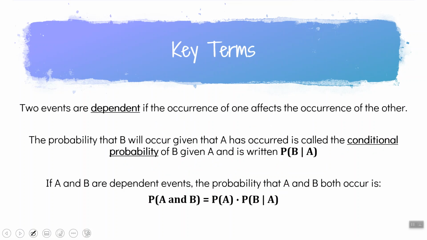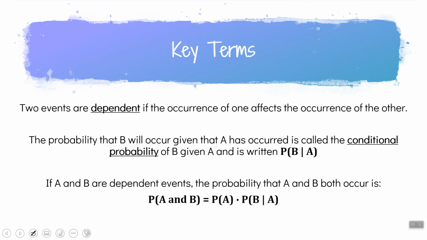So two events, conversely, are dependent if the occurrence of one affects the occurrence of the other. The probability that B will occur given that A has already occurred is called a conditional probability. It's based on some condition and is written probability of B based on A.